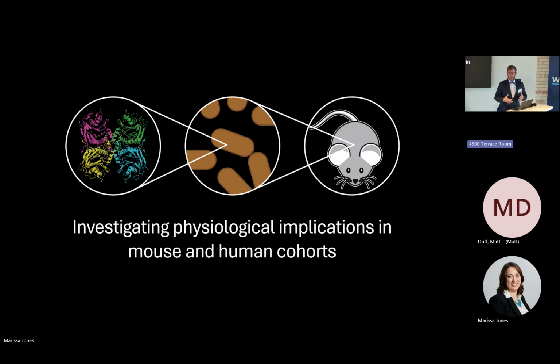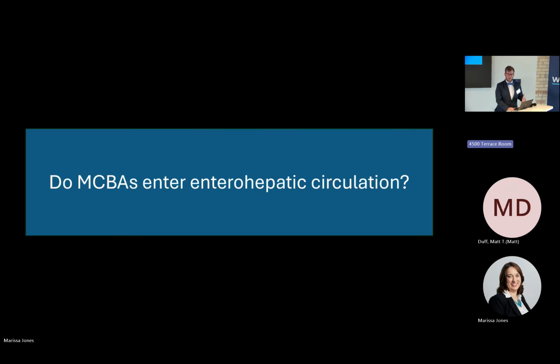Now zooming out a lot and looking at the impacts across the entire system, we shifted then to using mouse cohorts, with our first question being, all right, we know that bile acids circulate 4 to 10 times a day as you're eating meals. Do these MCBAs also enter enterohepatic circulation?